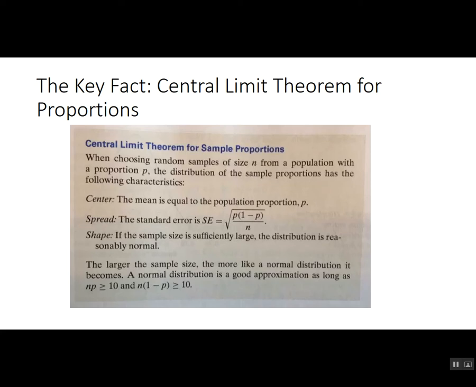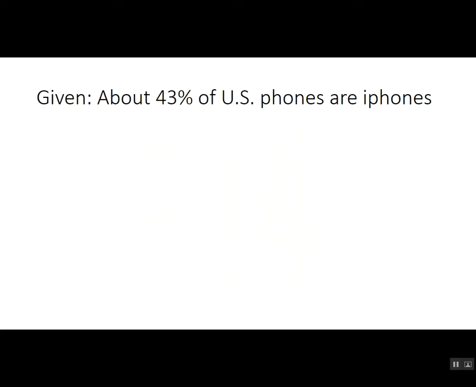The standard error, which remember is the standard deviation of the sample proportions, is given by this lovely formula: standard error equals square root of p(1 minus p)/n, and the distribution would be approximately normal. You want n at least 30 or more. A normal distribution is a good approximation as long as n times p is greater than or equal to 10, and n times 1 minus p is greater than or equal to 10. So if p is very close to 0 or very close to 1, you're going to need a large sample size for this to work. But in practice, that's not an issue.